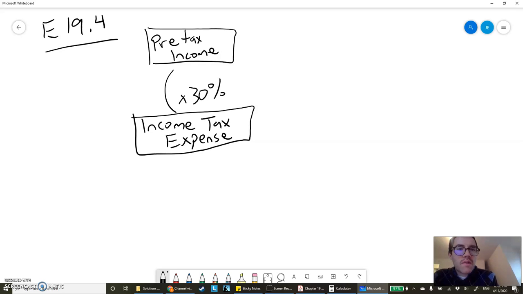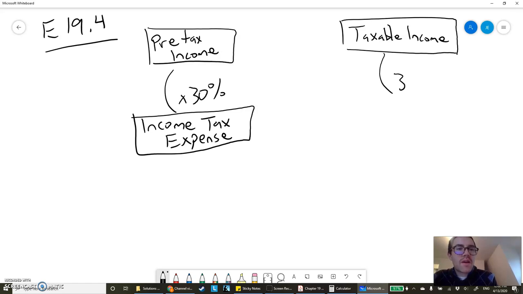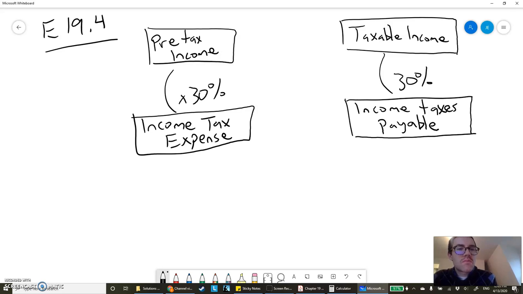On the other hand, we have taxable income. Going to multiply that by 30%, which is the tax rate in this problem. And that's going to give us income taxes payable. Okay. And in the problem, they go ahead and tell us that the pre-tax income is $70,000.